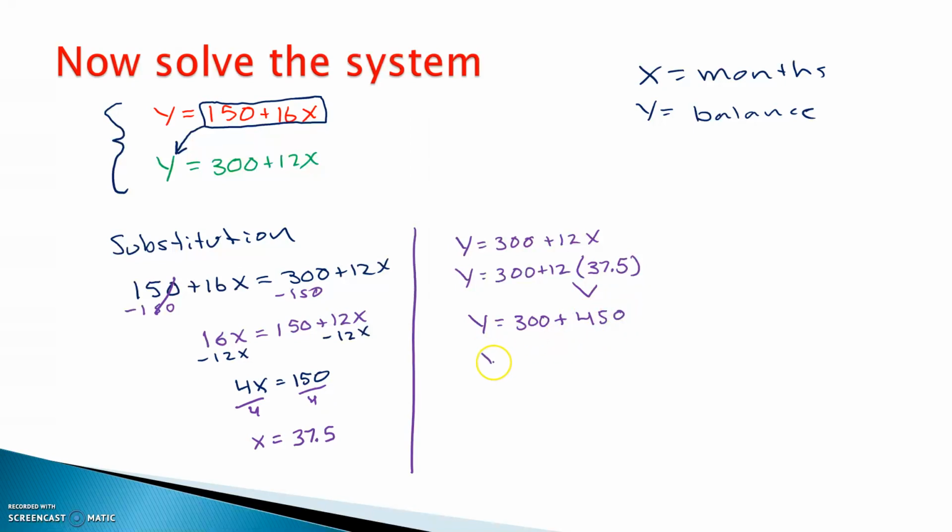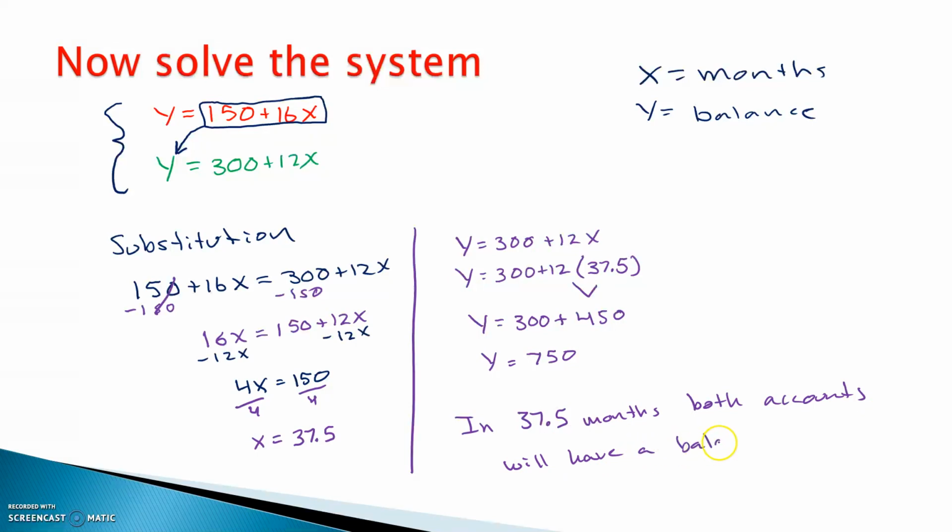Now of course when I add these last two, I should get 750. Now I figured out what X is, what Y is, but hey, give me a sentence here. What does it actually mean? I do have a word problem. So what this is saying, X represents months. So in 37.5 months, both accounts will have a balance. Remember, Y is balance of $750. All right, that's what we're looking for right there.